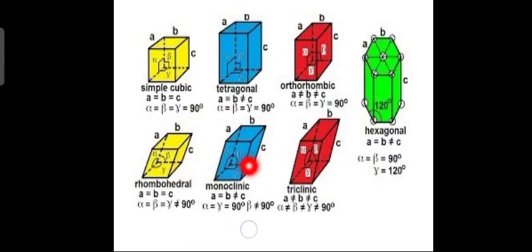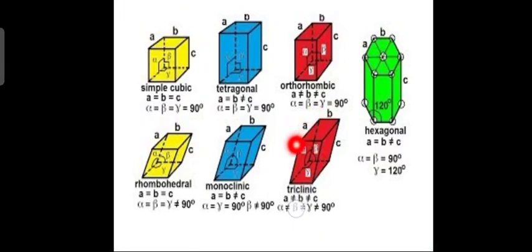Then monoclinic, this is the monoclinic structure. A is equal to B, you can see here A length and B length are the same, but C length is not the same, this is larger. Alpha and gamma are equal to 90, you can see here, but beta is not equal to 90. Then triclinic, A is not equal to B, not equal to C.